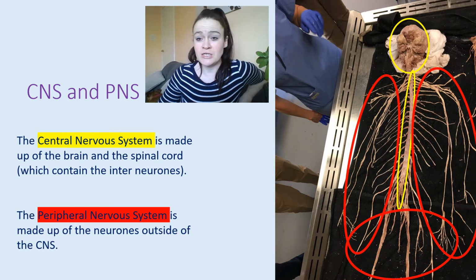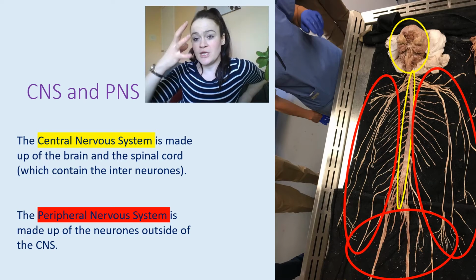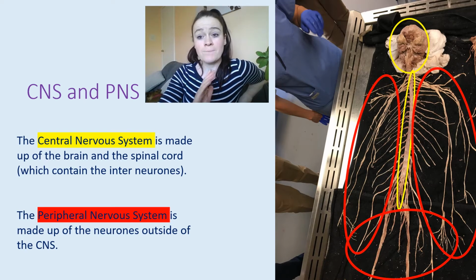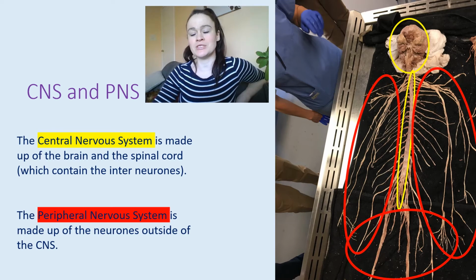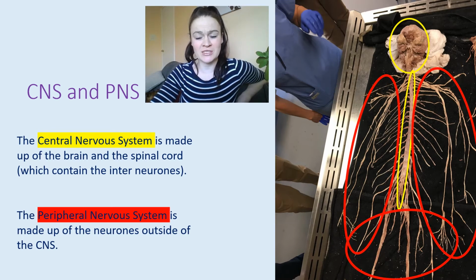So basically, central nervous system is brain and spinal cord. Be careful not to say spine. Spine is actually part of the skeletal system. The spinal cord is what runs down the spine. So be careful when you answer questions like that in exams.